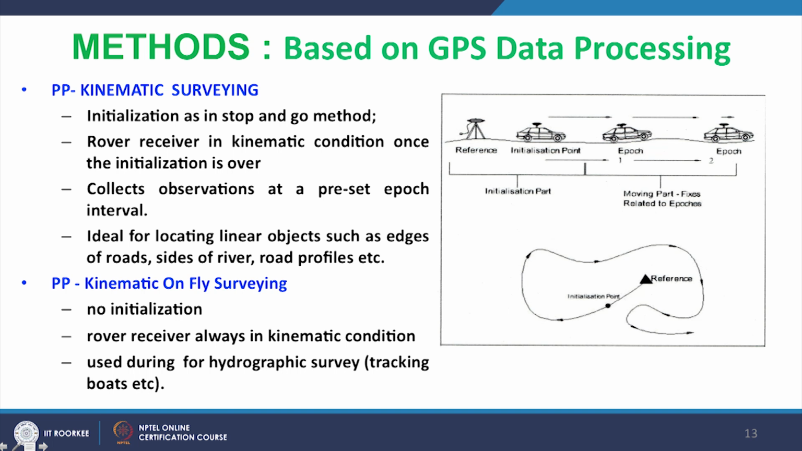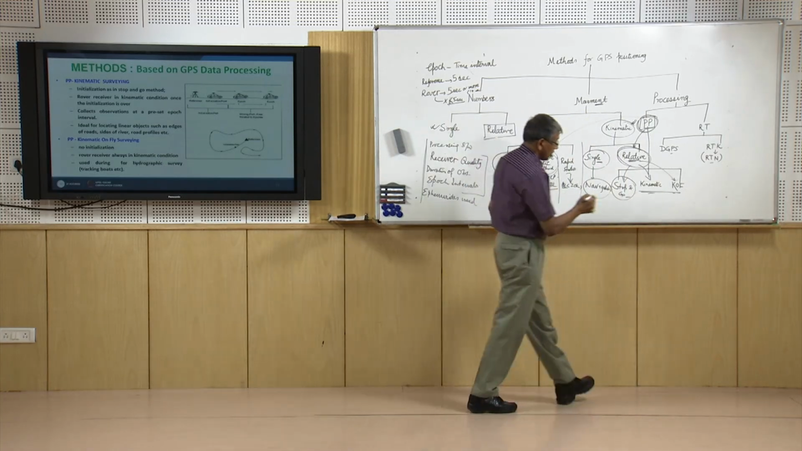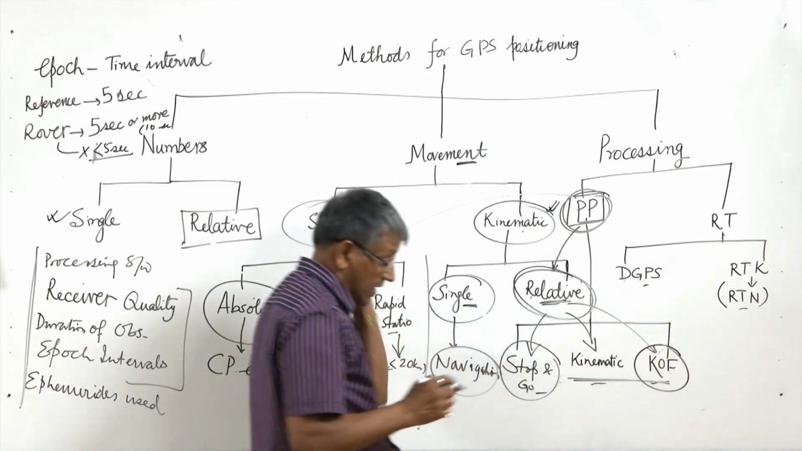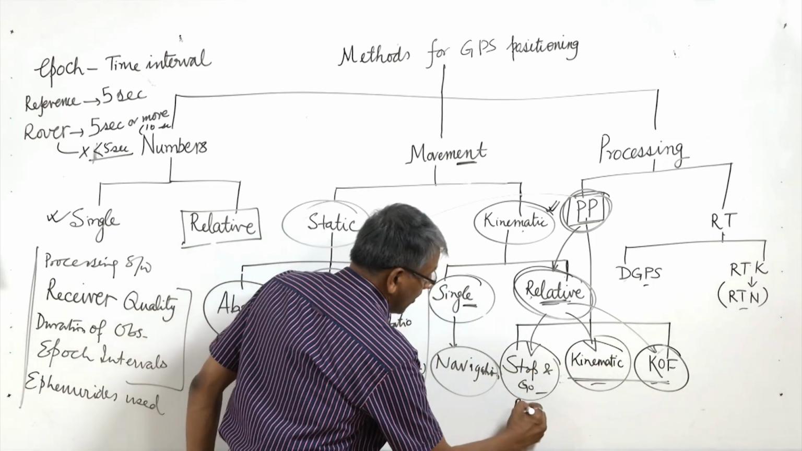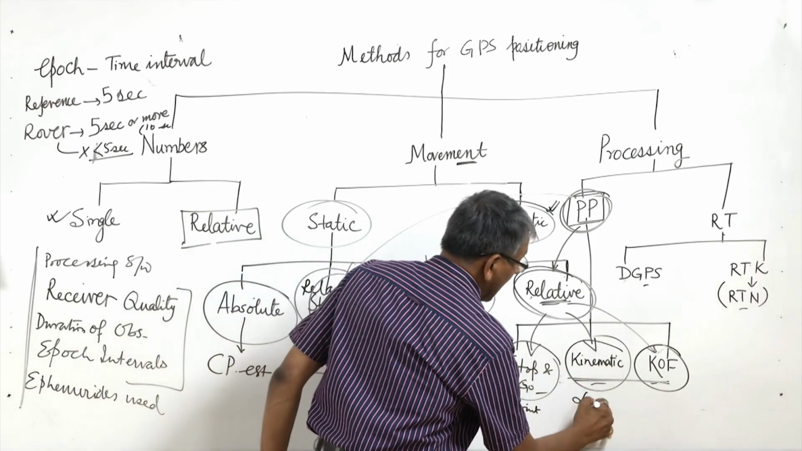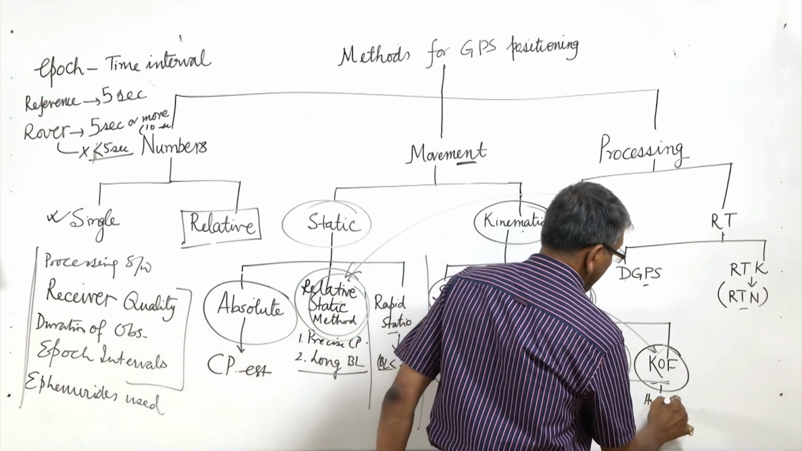Then the third one is kinematic on the fly, in which no initialization will be done. Once you start, the rover will start moving in a kinematic condition. This type of method is applied for hydrographic surveying. So, kinematic on the fly is for hydrographic surveying, this is for point objects, this is for line or linear objects, and this is for hydrographic survey.